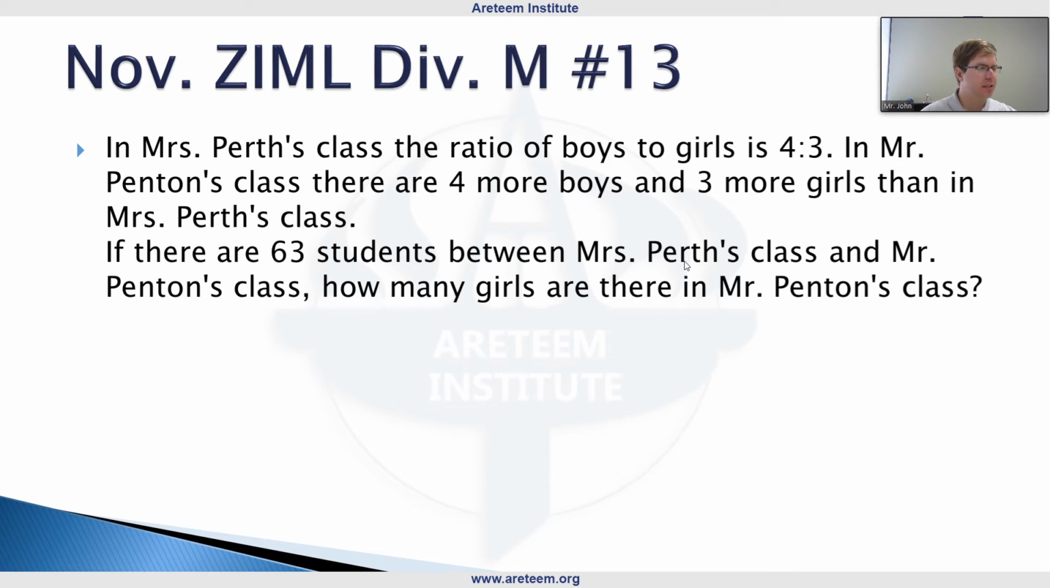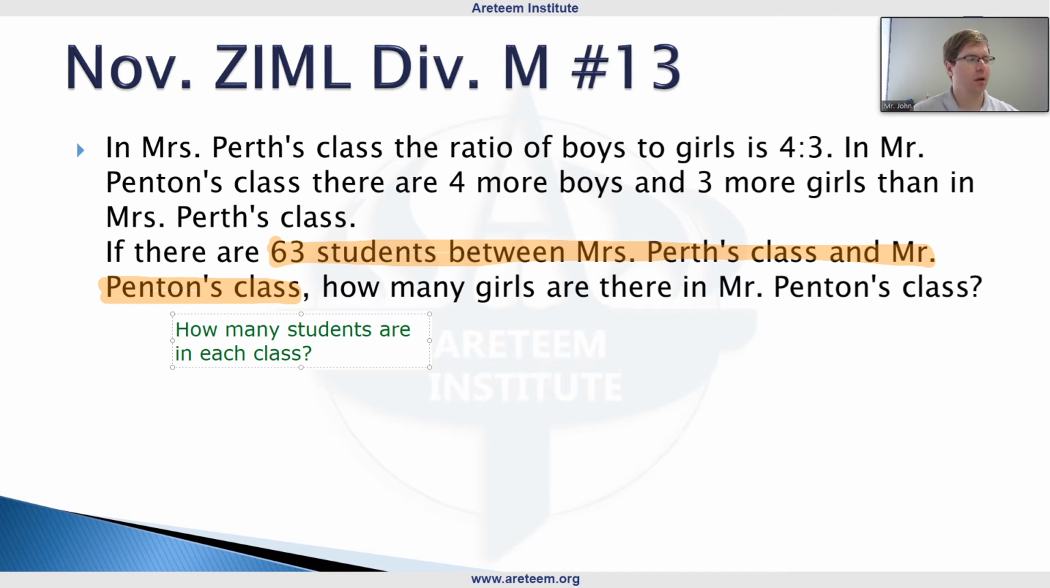What are the different pieces we have here? I haven't seen the correct answer yet, at least as of when the chat is happening here. So there are 67 students in total, for all of the students combined. So both classes put together is 67 students. A good place to get started here is how many students are in each class.